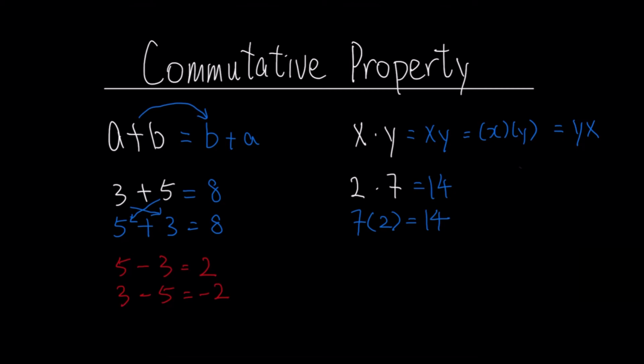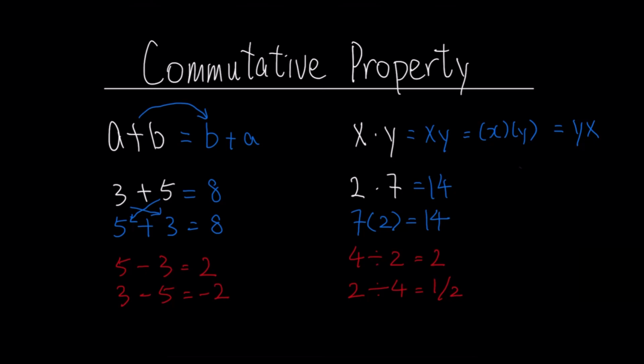If we do division and say 4 divided by 2, we get a positive 2. If we flip the order and say 2 divided by 4, we get 1 over 2, not 2. So again, they are not equal. And we can say that the commutative property doesn't necessarily work for subtraction or division.